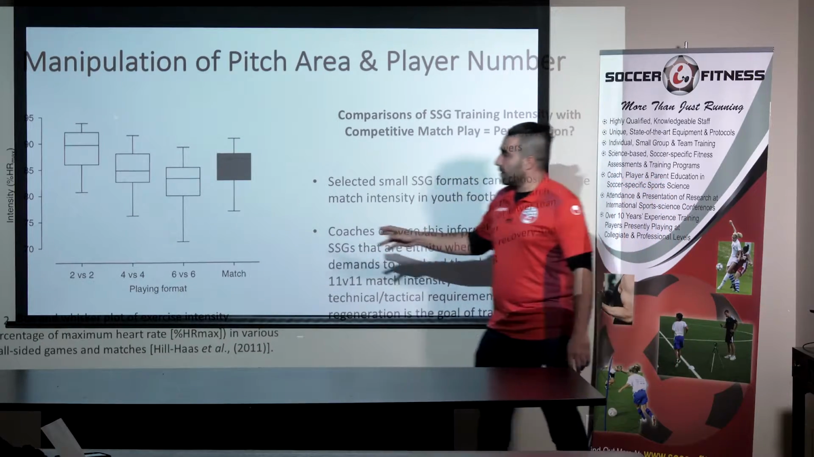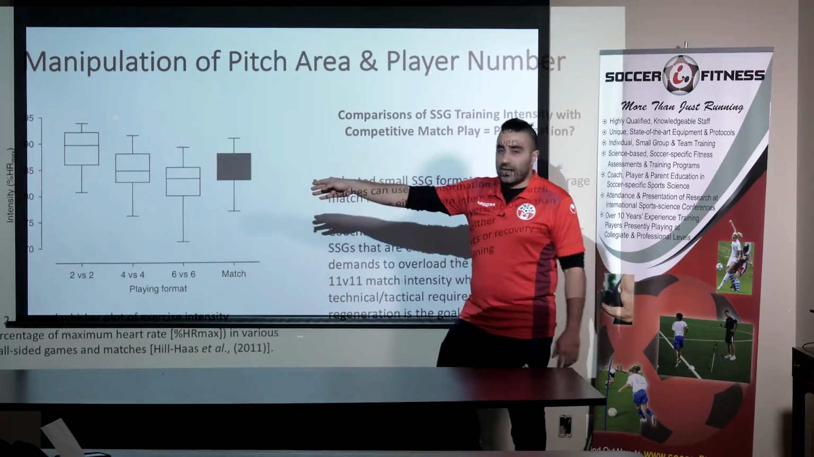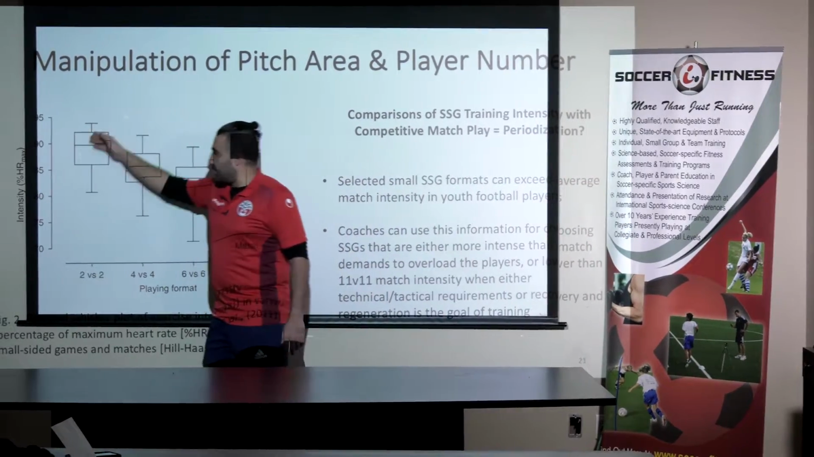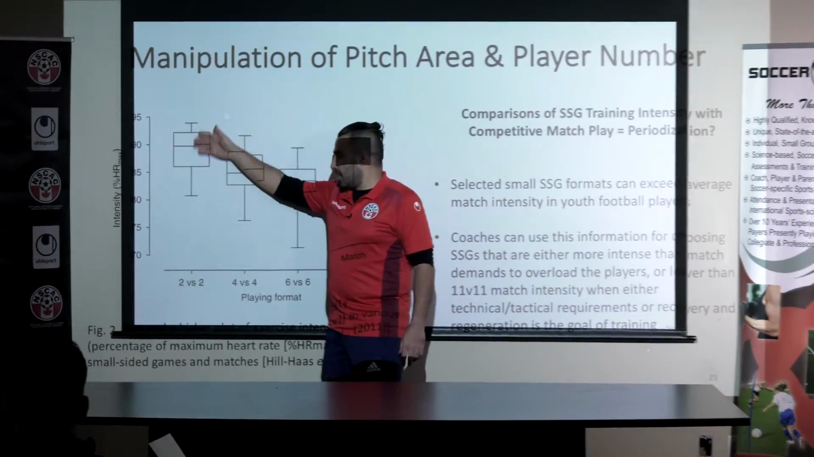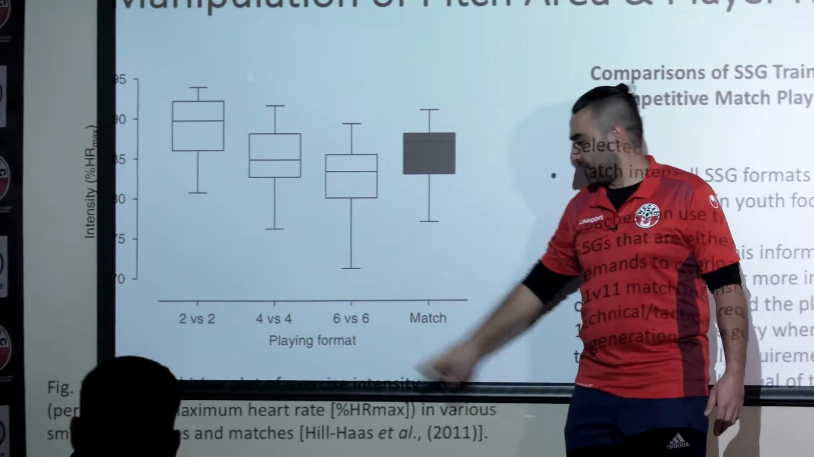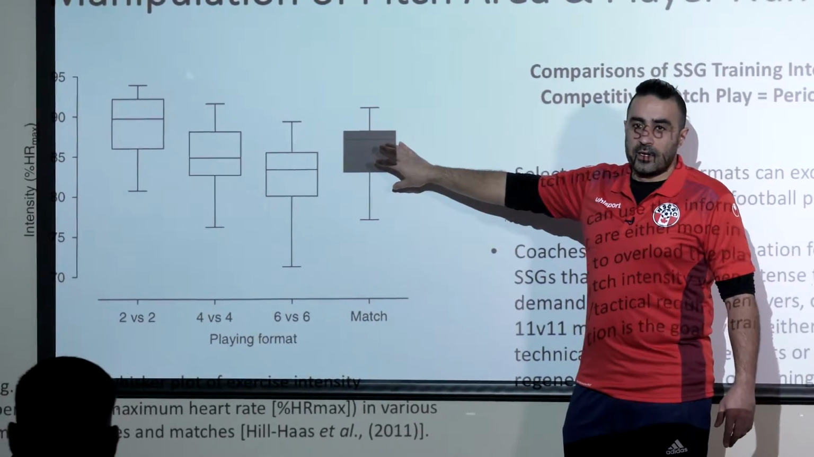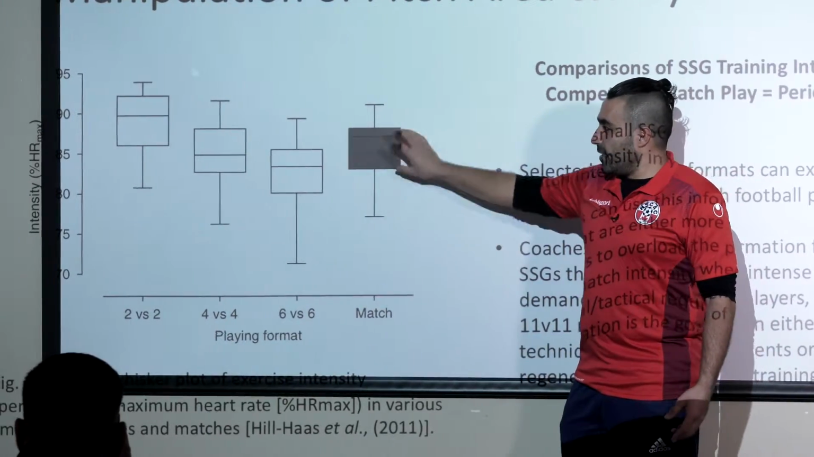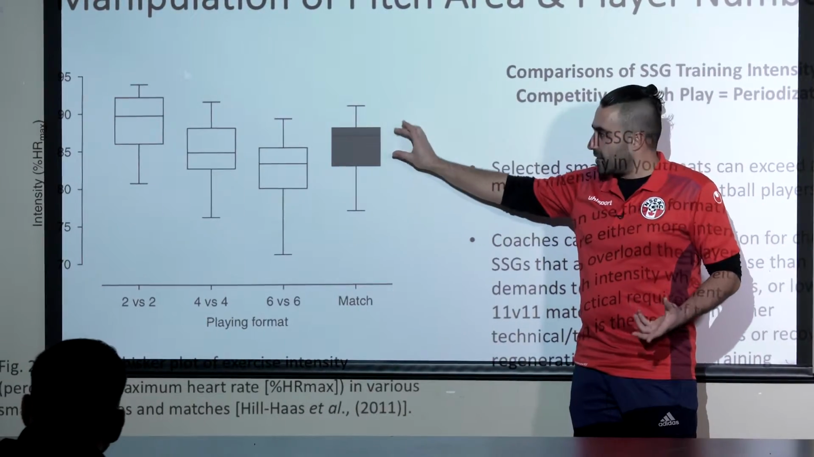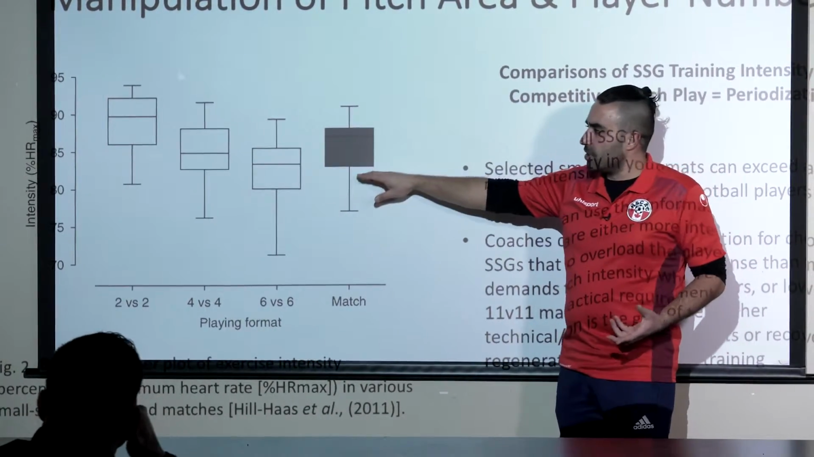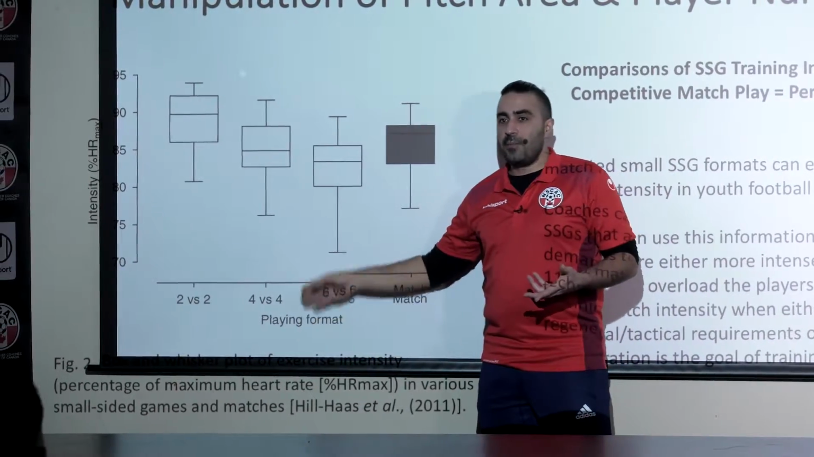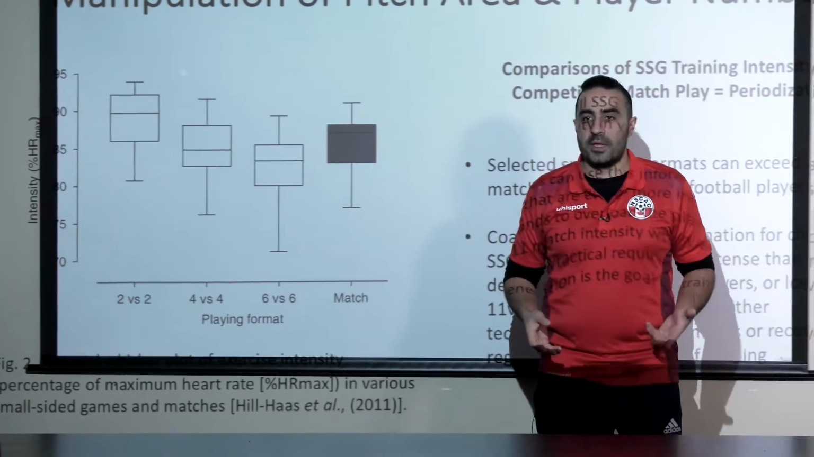So I really like this figure here. On the left-hand side, you see the percentage max, the heart rate max. And here you see the average, essentially, the spread. And you have the different 2v2, 4v4, 6v6 compared to match demands. So now this allows you to periodize your training to say, okay, if my competitive match demands are in this range, then I can plan my small-sided games and their intensity based on the period I am in the week.